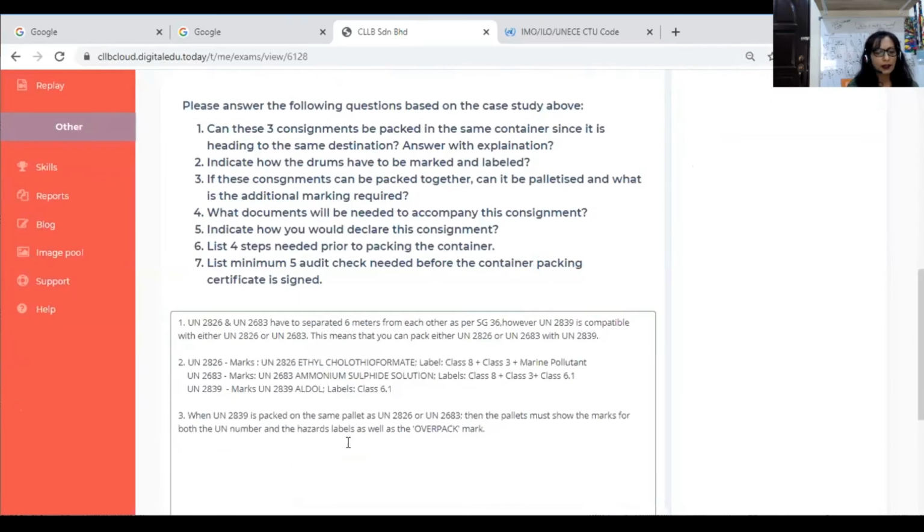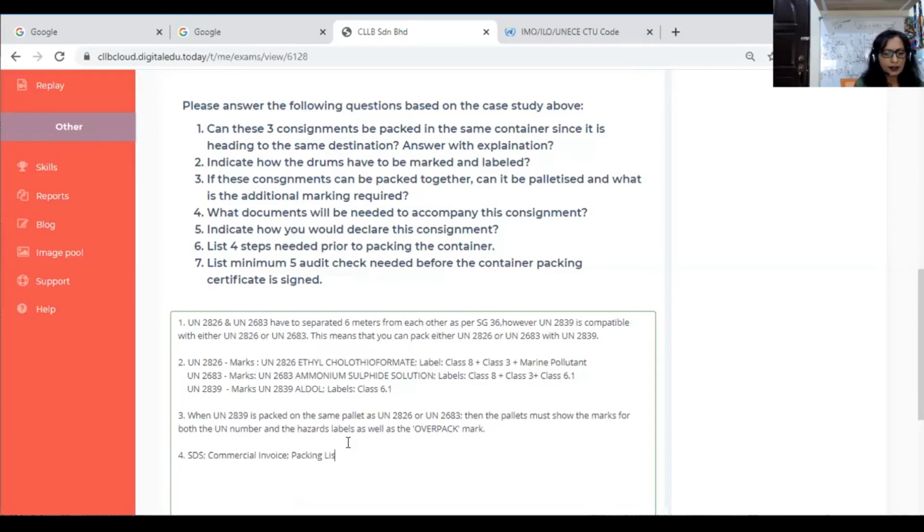Right. So number 4, what documents will be needed to accompany this consignment? So what documents? SDS, no more MSDS, okay? No longer called MSDS from 2013. We removed the M from it because of the Globally Harmonized System. Okay, the SDS, the commercial invoice, right?